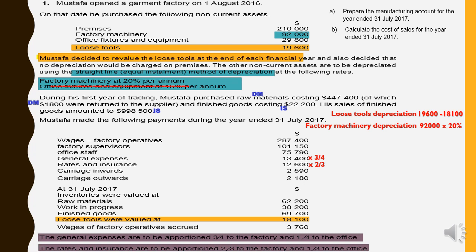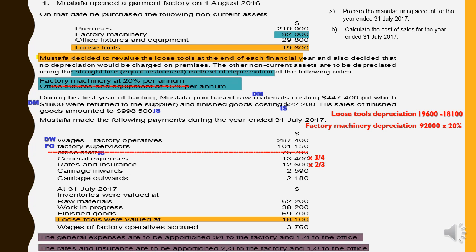Wages of the factory operative. This one will become your direct wages. Direct wages is DW. We will label it as DW. Factory supervisor. Supervisor is factory overhead. Office staff, we cancel, because anything related to the office we don't record. Cancel. It will be in the income statement.